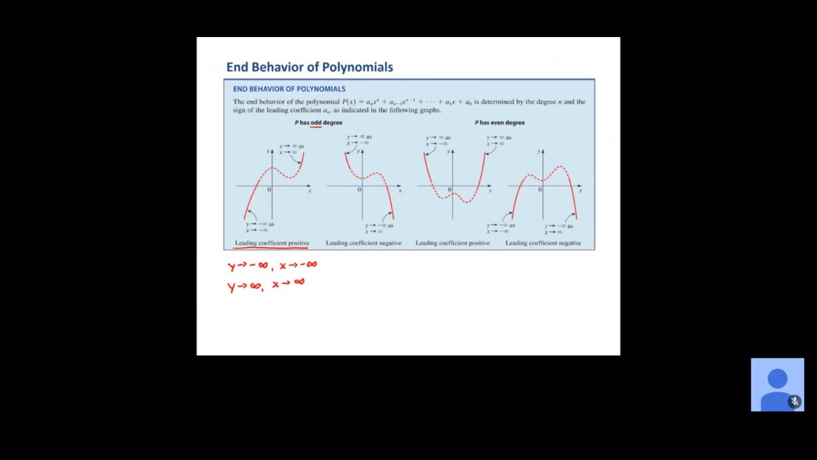All right, now the next one here, we're still looking at an odd degree, but now our leading coefficient is a negative value instead. So when that happens, we actually end up with a reflection over the x-axis, and so now the left-hand side goes up and the right-hand side goes down. The way we would describe that is we would say y approaches infinity as x approaches negative infinity, right? Because as I'm going to the left on the x-axis, I'm going up on the y-axis. And then the other side of that would be that y approaches negative infinity as x approaches positive infinity.